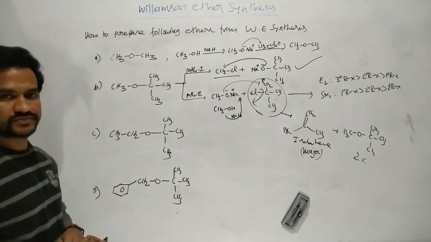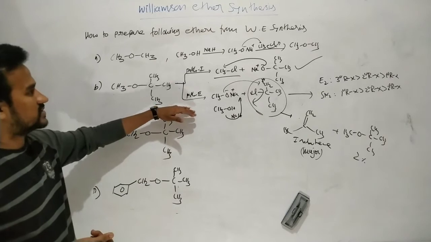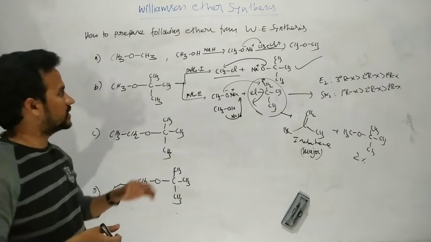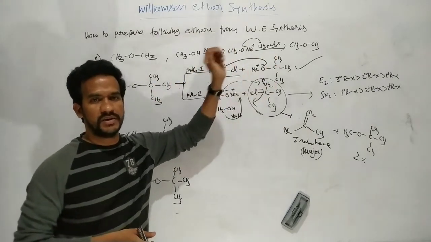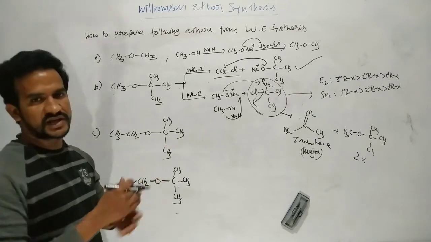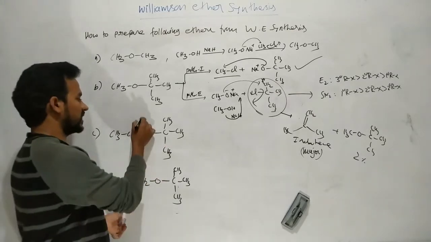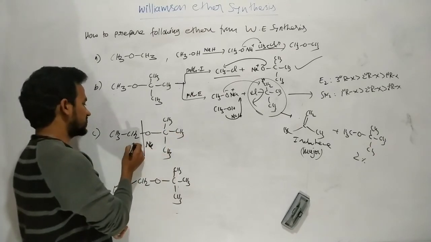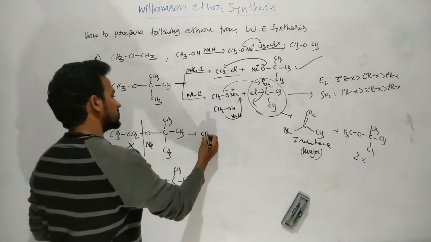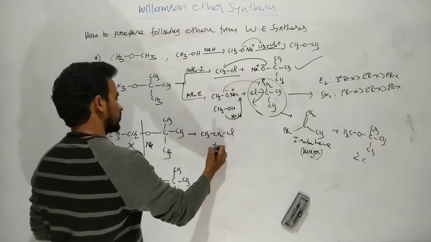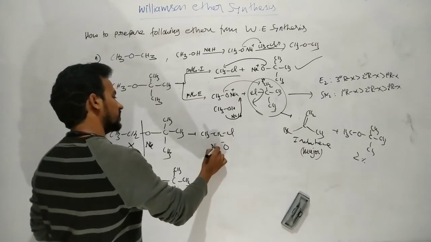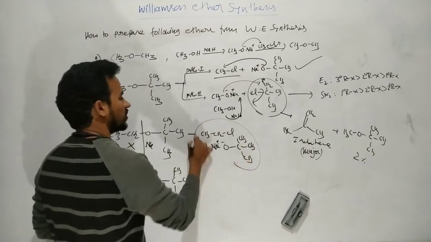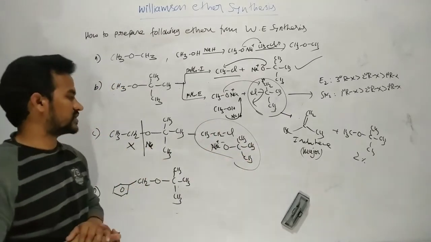Similarly, from this example we can conclude that the alkyl halide must be simple, and the base must be a bulky base, a larger size base or larger size nucleophile. So here again, sodium tertiary butoxide with a halide. The suitable combination is CH3CH2Cl plus Na plus O minus C(CH3)3. This combination is suitable for the preparation of this one.